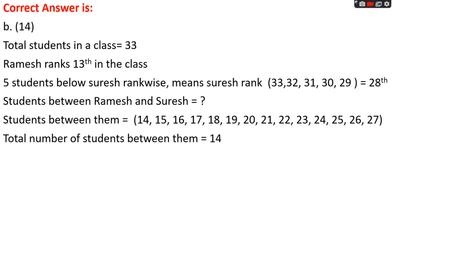Students between Ramesh and Suresh: we already know that Ramesh's rank is 13 and Suresh's rank is 28. So the students between them will be ranks 14, 15, 16, 17, 18, 19, 20, 21, 22, 23, 24, 25, 26, 27. So the total number of students between them will be 14.